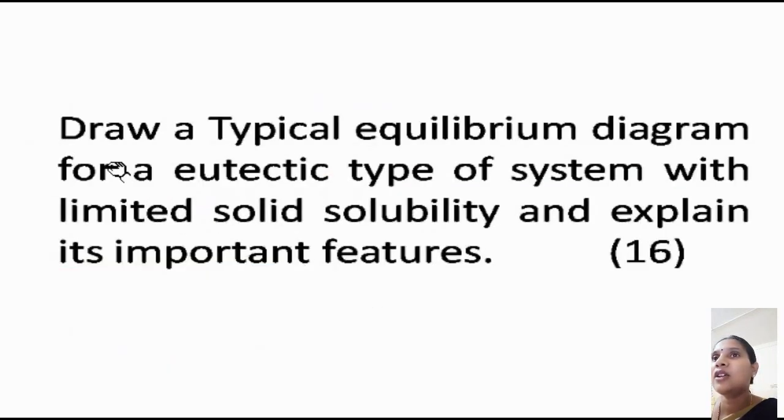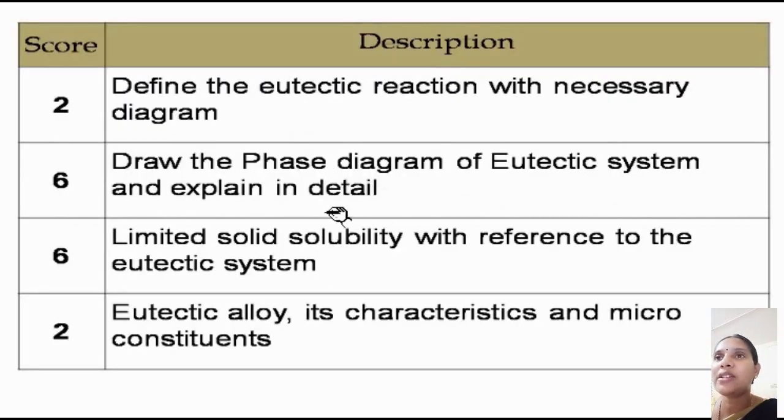So this is for the first question, which runs as: draw a typical equilibrium diagram for a eutectic type of system with limited solid solubility and explain its important features. For that question, the rubric or the blueprint given to the examiner would look like this, and the student must understand the relevance of his answer based on such a rubric. So during assignment, I am providing you with such a rubric, and so your assignment answers should be based on this rubric.